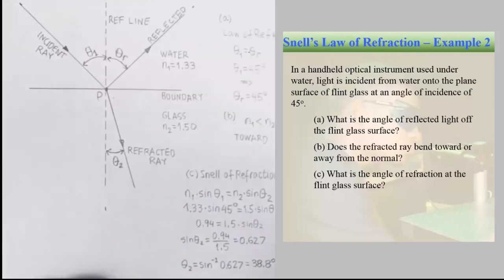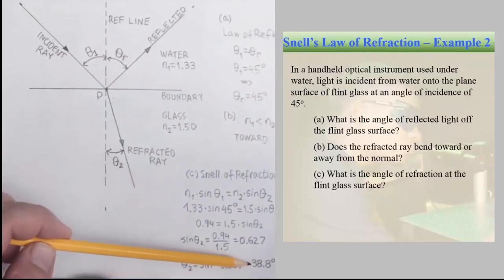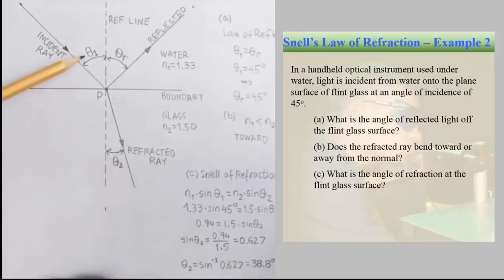So if you look at my picture, my sketch, this angle θ2 is equal to 38.8 degrees, which is less than the incident angle that's equal to 45 degrees. In other words, the light bent towards the axis as we indicated in part B of this problem. This concludes example number 2, in which we apply Snell's law of refraction on a specific example.